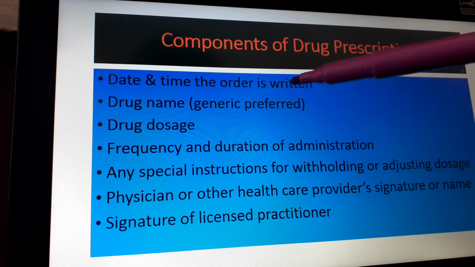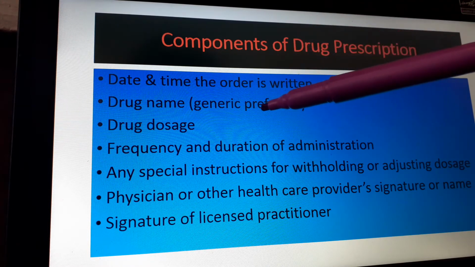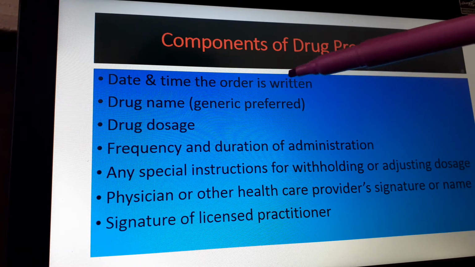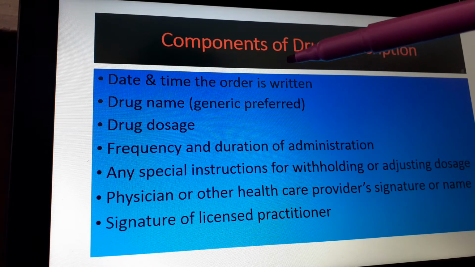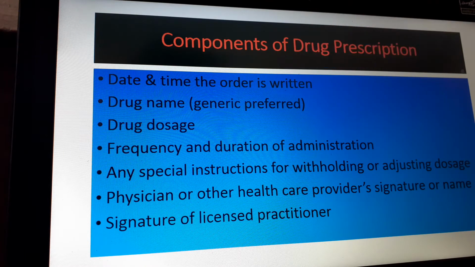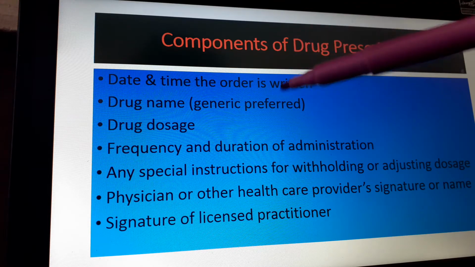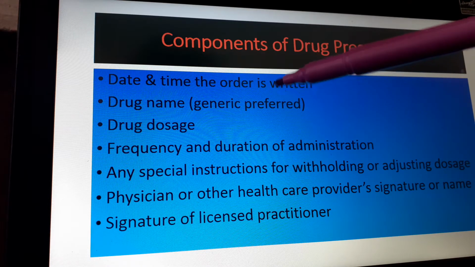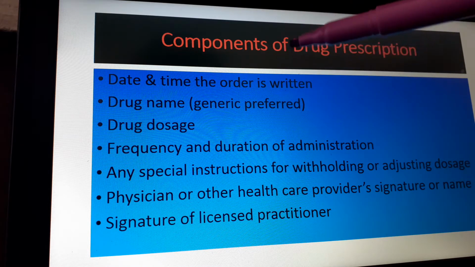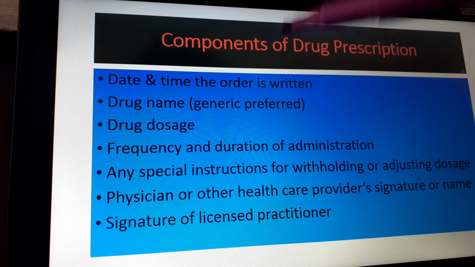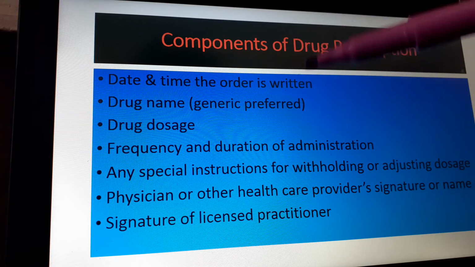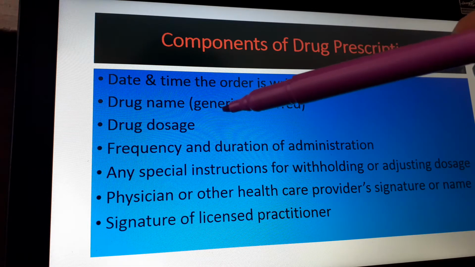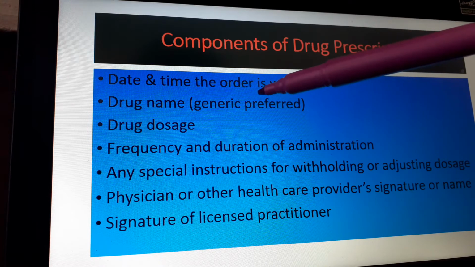Last time we discussed that drugs are in different forms and have different names. We have proprietary names, generic names, approved names, and trade names. The most important is the generic name, because the generic name doesn't change, but the other names may change from country to country or from one manufacturer to another, while the generic name remains the same. So in any prescription, a generic name is preferred.